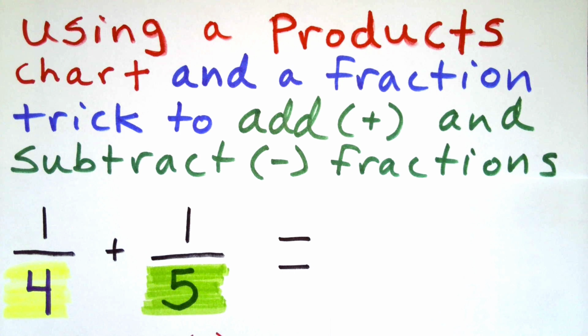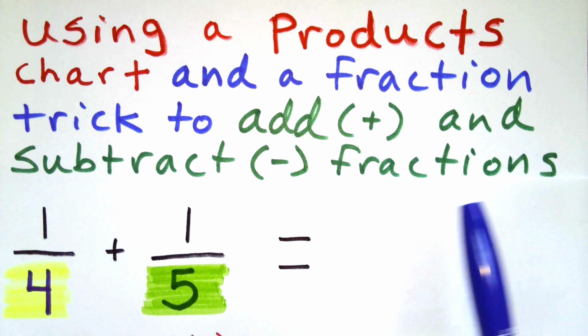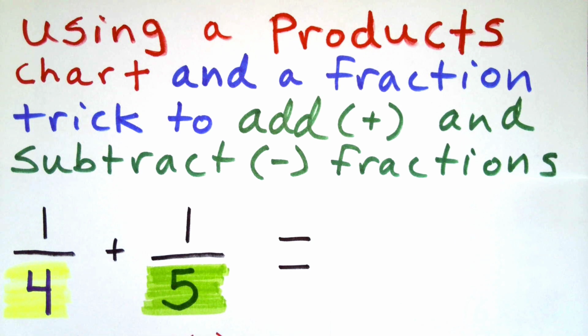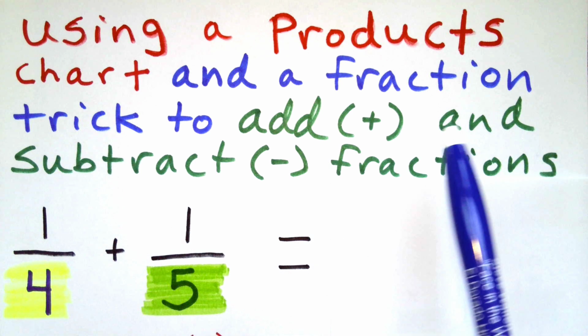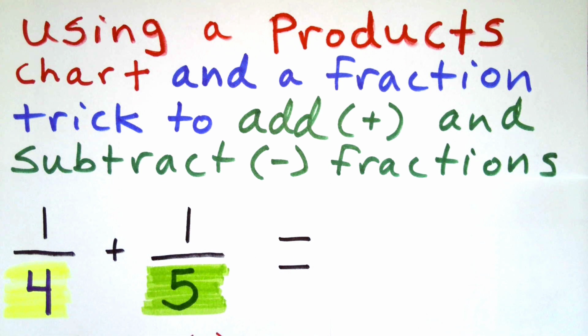This part 7 video, we're continuing to use a products chart in order to add and subtract fractions. I'd also like to review with you again the fraction trick that you could use in place of that products chart. Let's just get right on in here to it. I have 1/4 plus 1/5. What is the common denominator?